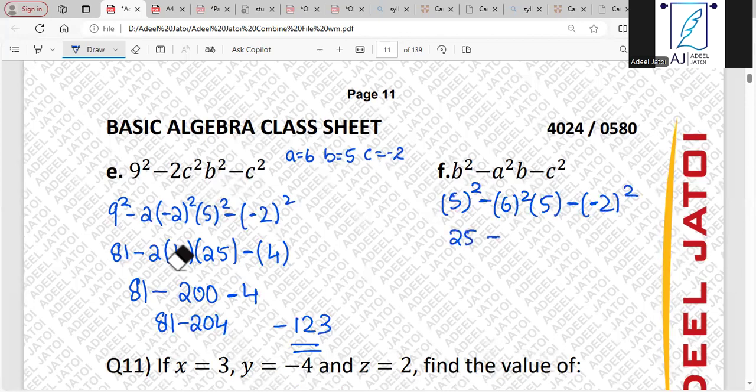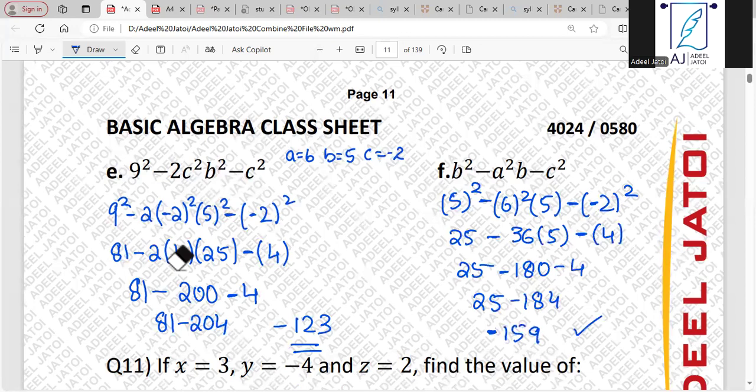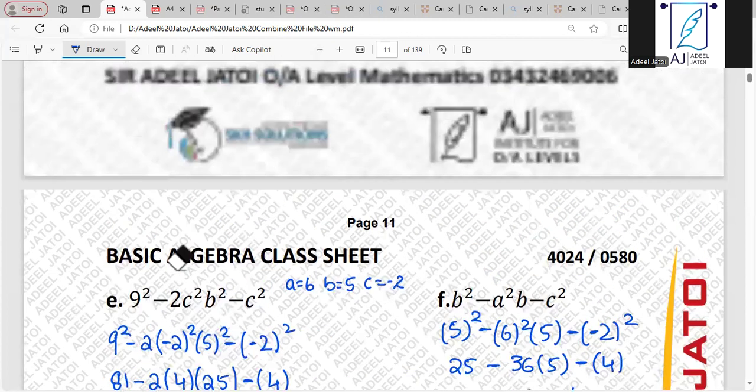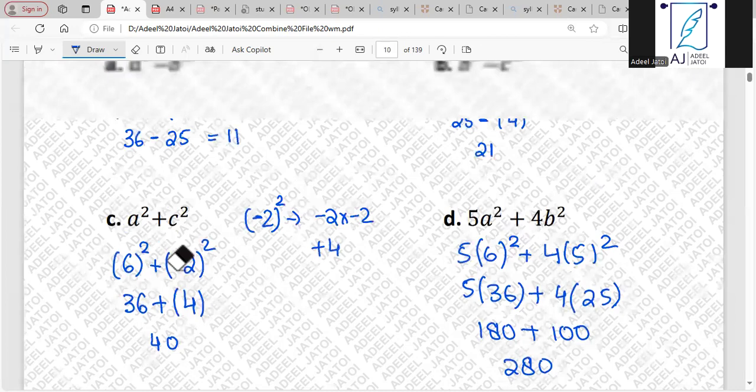This is 25 minus 6 squared, which is 36, into 5, minus 4, because -2 squared is 4. So 25 minus 180 minus 4. So we can say this is 25 minus 184, and 25 minus 184 is minus 159. So the part F answer will be negative 159.